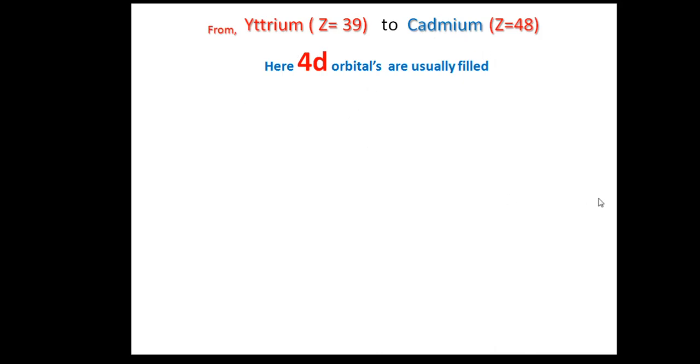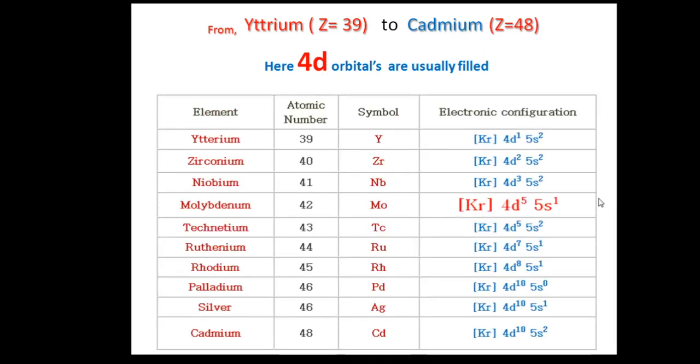So here we observe some table, and in that table, students, we know that there are a total of 10 elements which belong to the second transition series, and this second transition series is also known as the 4d series. Here, all the electrons basically enter into the 4d orbitals.